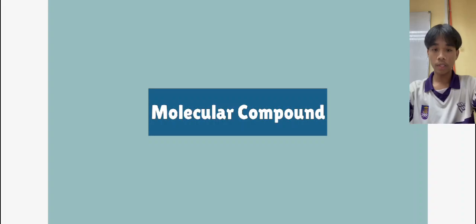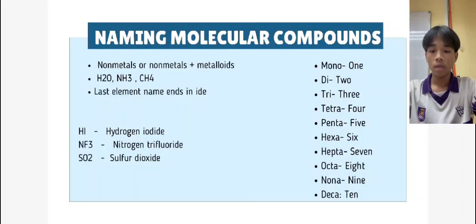Okay, now I will explain covalent compounds. Covalent compounds are formed between two nonmetals. Unlike ionic compounds, we use prefixes to show the number of atoms in each element. For naming molecular compounds, the elements are nonmetals or nonmetals plus metalloids. The other rule is that the last element's name ends in -ide.